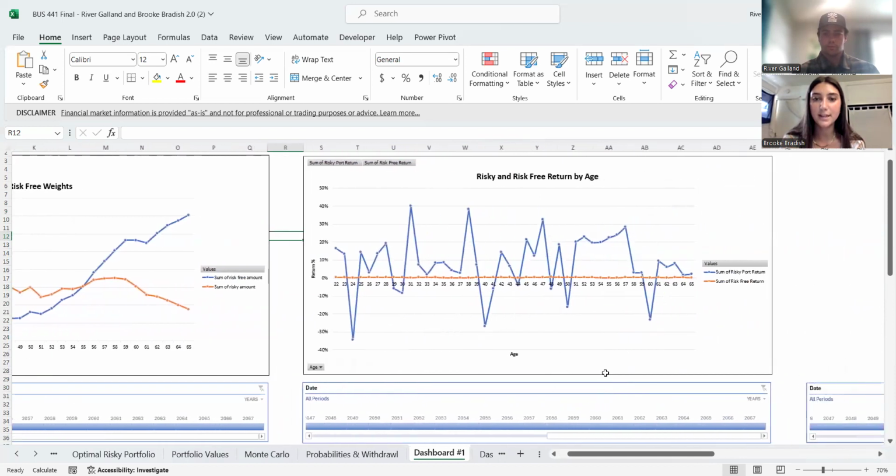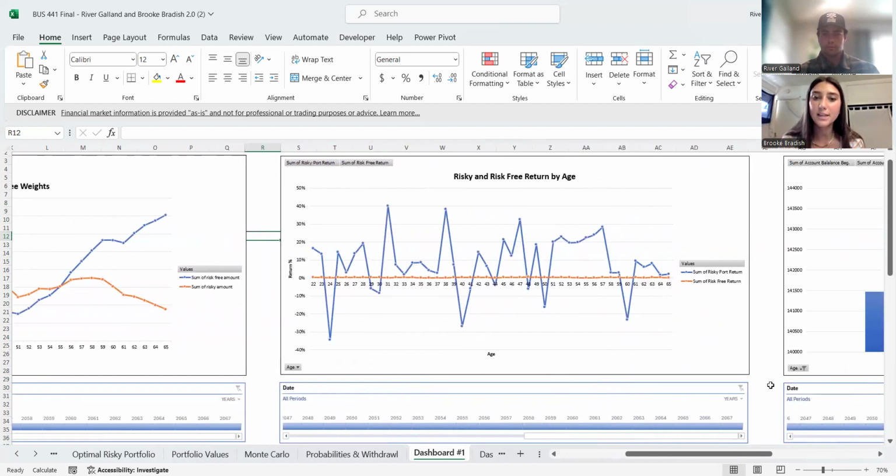And this next graph, we have our risky and risk-free return by age, which demonstrates how the risky portfolio return value fluctuates a lot throughout the simulation, and then the risk-free return stays pretty constant. So you can see that some of these values are up to like 40% return, but it can also be down to like negative 40% return.